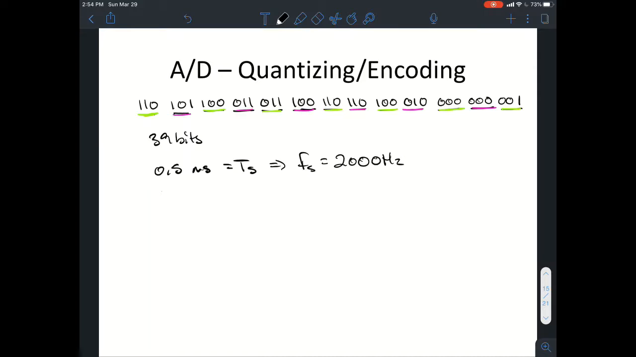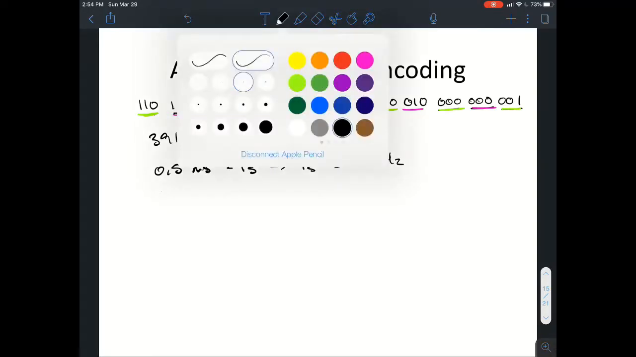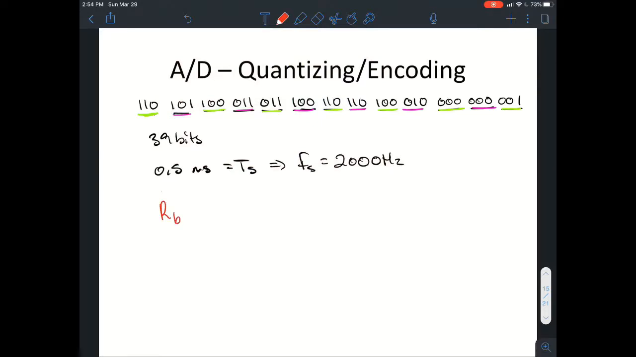What we're going to be able to do is, using our sample rate and our bit depth, get what's called our bit rate. Bit rate is written R sub B, and it's going to be something we're going to be asking you to calculate quite a bit through here. You're going to write this equation down, and it's going to be N, our number of bits, times F sub S. N is what's called bit depth, and that is the number of bits we use to represent a sample. In this case, it's 3. And F sub S is our sample frequency.